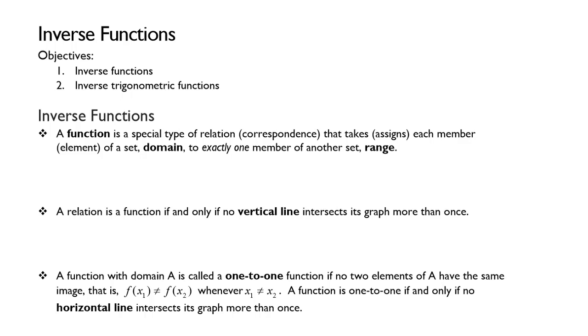A function is a special type of relation or correspondence that assigns each member or element of a set, called the domain, to exactly one member of another set called the range. A relation is a function if and only if no vertical line intersects its graph more than once.